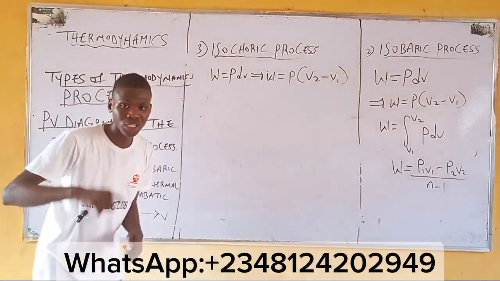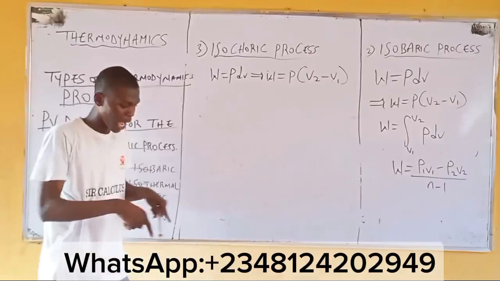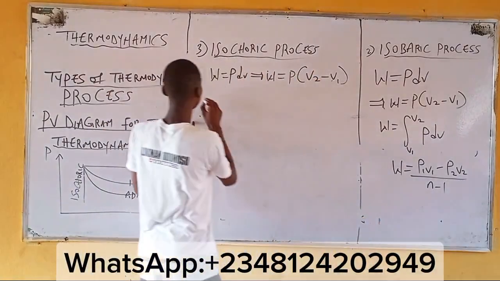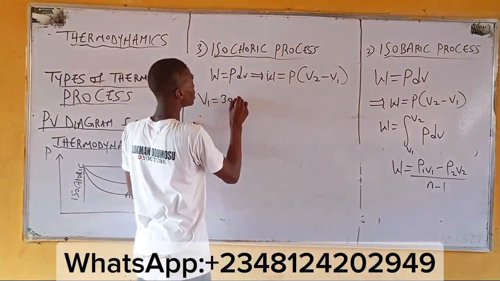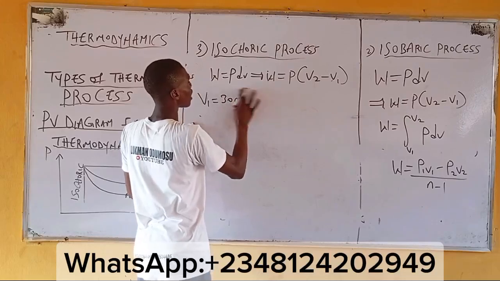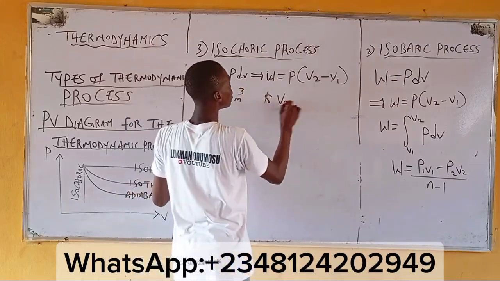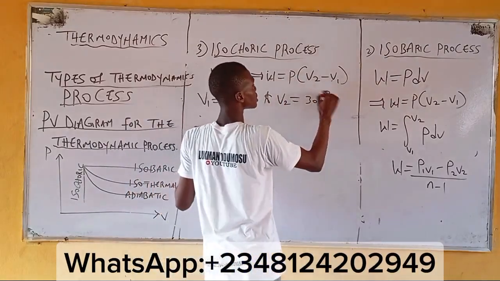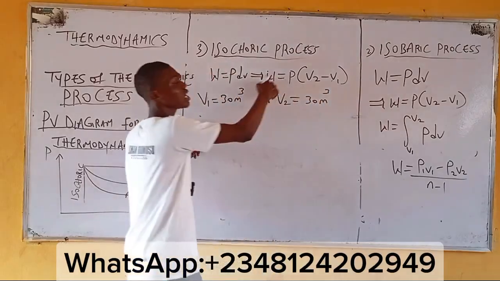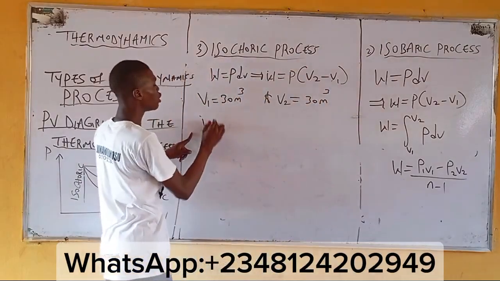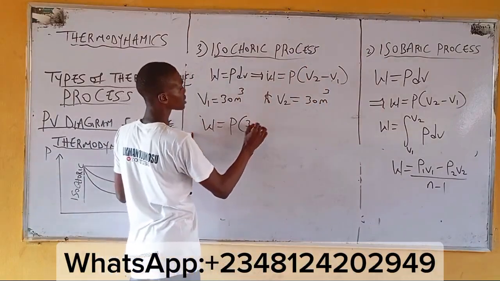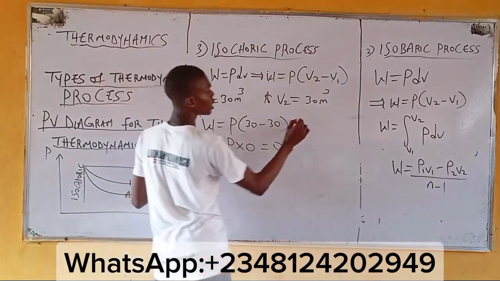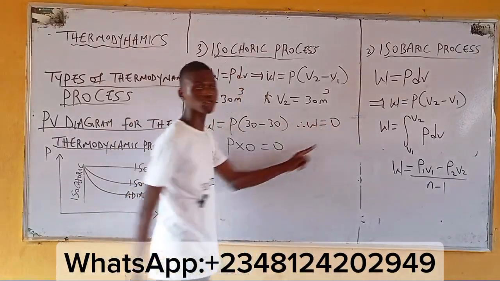We said volume is constant. The value of volume at state 1 is equal to the value of volume at state 2. Say at state 1, volume is equal to 30 meter cube. Say at state 2, volume is 30 meter cube also. Now, calculate the value of work done using this formula. W becomes P times (30 minus 30), meaning P times 0, which is equal to 0. Therefore, work done is equal to 0.